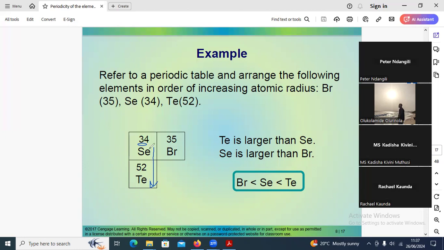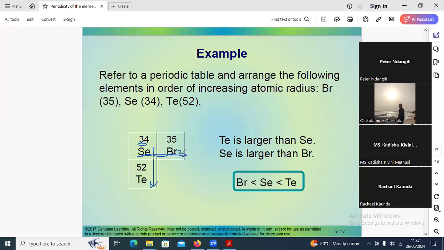Okay? Then you ask yourself, between selenium and bromine, here you are moving across a period. Which one would you expect to be smaller? You'd expect bromine to be smaller because it is on the right of the period. And as you move across, you'd expect the radius to decrease.